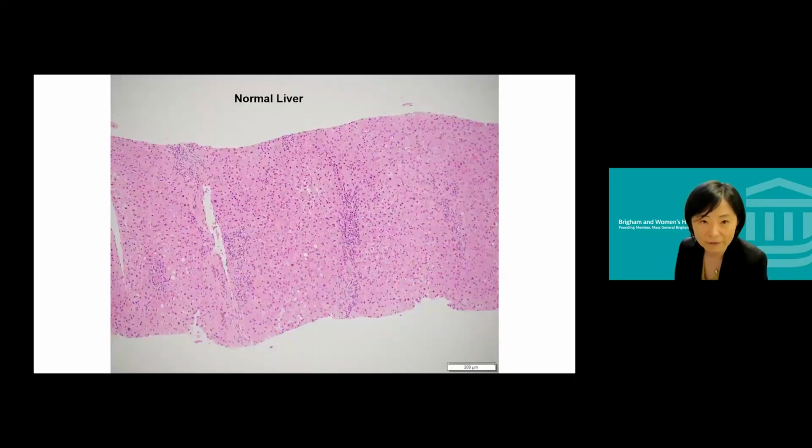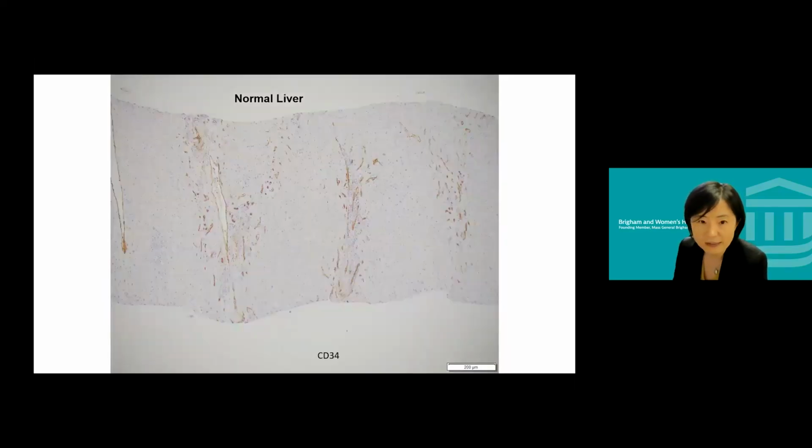But what I found very useful is it helps you to identify the portal tracts when the portal tracts are not obvious. So for example, here's a normal liver. There are some portal tracts. You don't really see the bile ducts very well in these portal tracts, but the CD34 really highlights the portal vein itself and also a small amount of vessel right next to the portal tract. But in the liver lobule, it's completely negative.